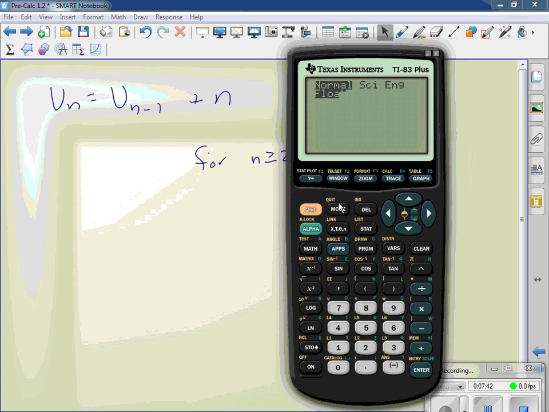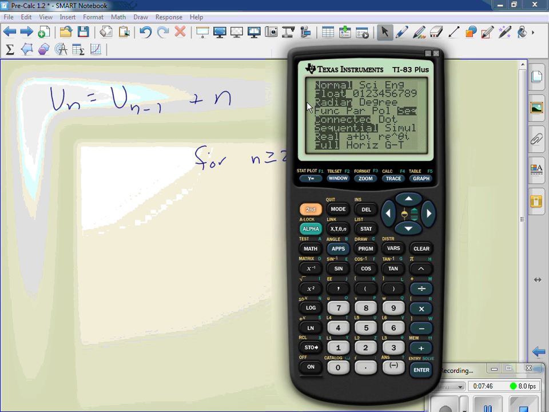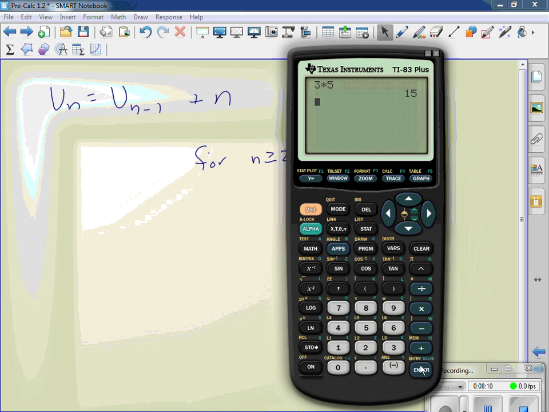I hit mode. Normally, your calculator is in function. This is highlighted. Change the function to sequence and hit enter. When I go out of here, second mode quits, I can still do 3 times 5 is 15. Does the math fine. But hit y equals.